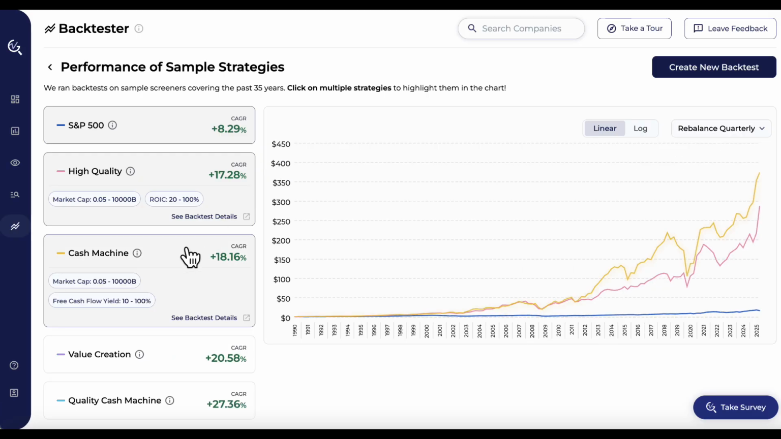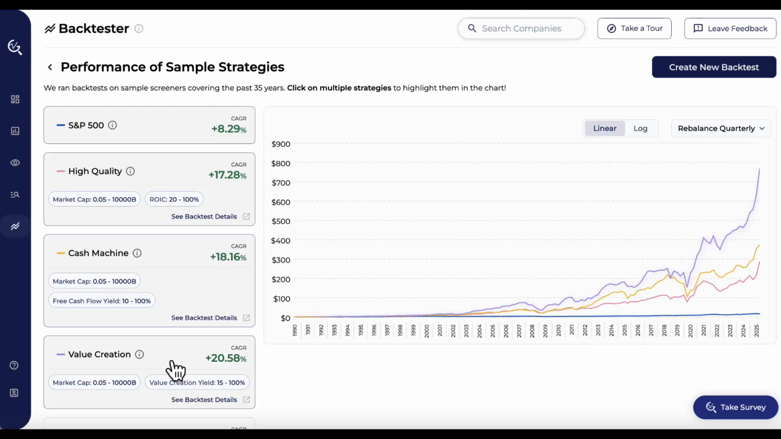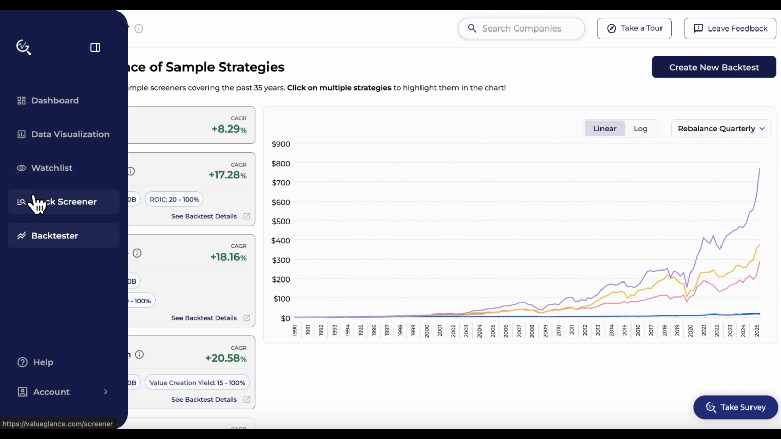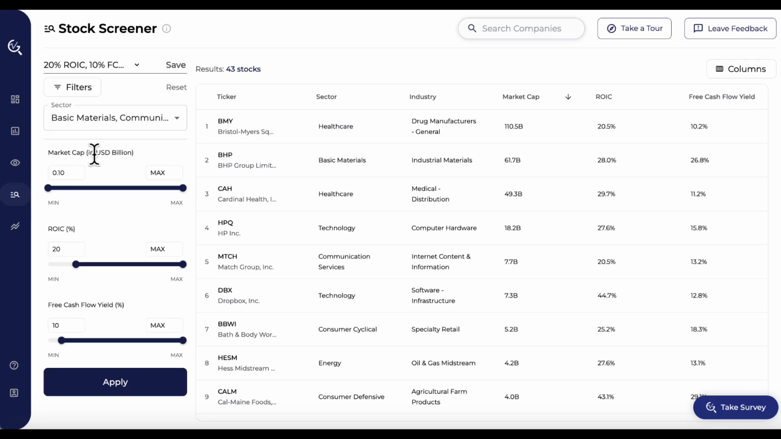We can look at other strategies here, the cash machine strategy, looking at free cash flow yield, and the value creation strategy using the value creation yield. So these are different sample strategies you can check out. Let's see how to build our own. So we can go to the sidebar here, look at Stock Screener. And we're going to use this to build our strategy using two numbers, three numbers, whatever you're interested in.